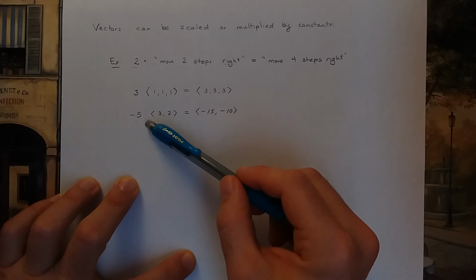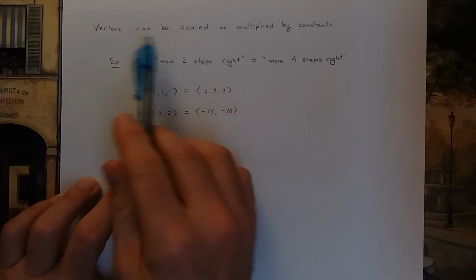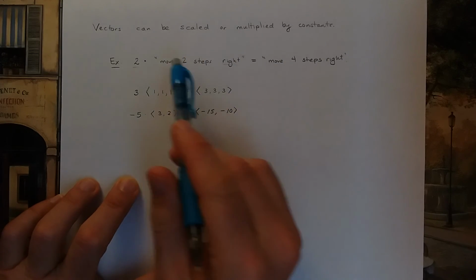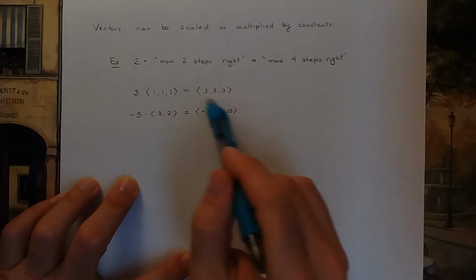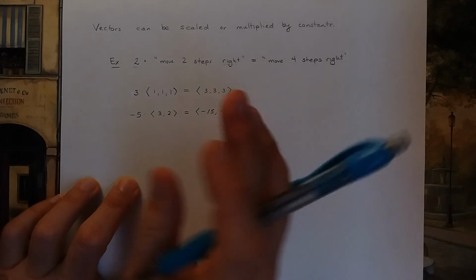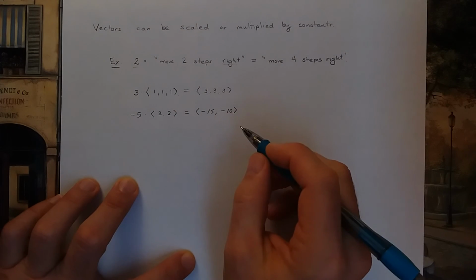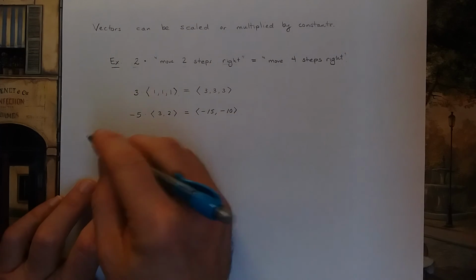Now, a key observation about vectors multiplied by constants is that when I multiply a vector by a constant, the two vectors are parallel. The direction is the same, only the length could be different. Okay, great.